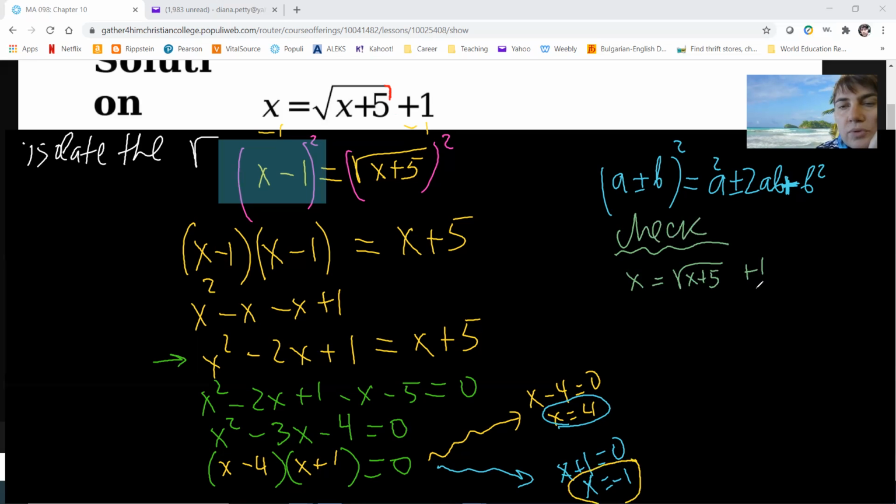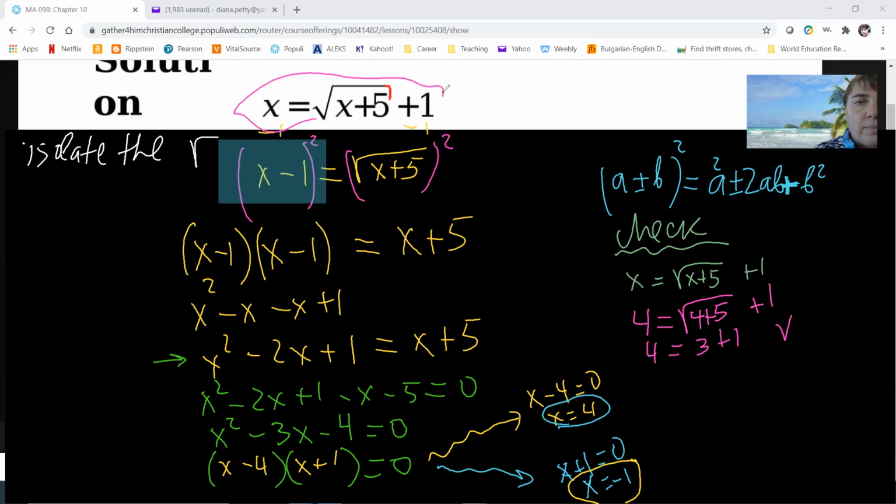So let's check. Let's put 4. I'm putting 4 first. So let's make it pink. So 4 equals square root of 4 plus 5, the whole thing, plus 1. So this is 9. So it's 3 plus 1. So check. Right. So 4 is a solution. Right, Mariana? What I did, I took the 4 and I plugged it back in the original. Right here.